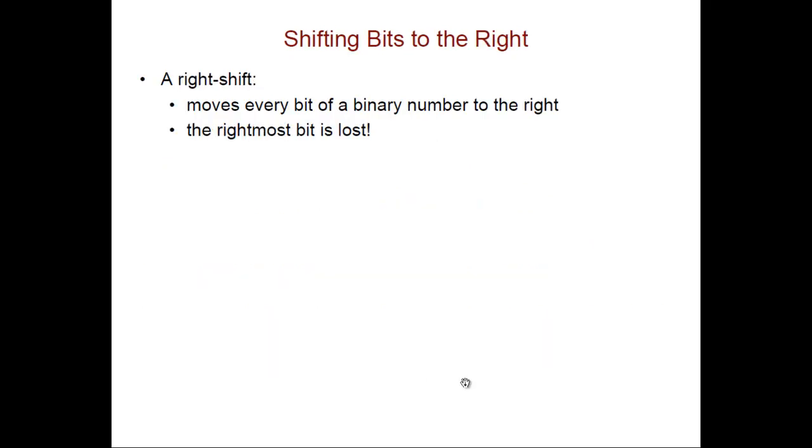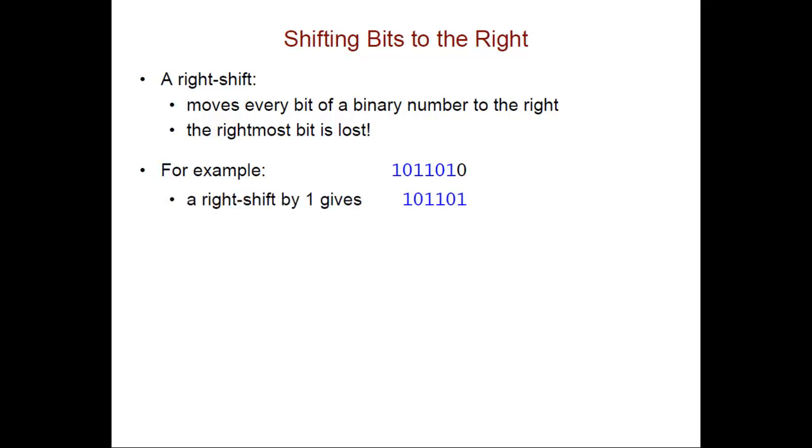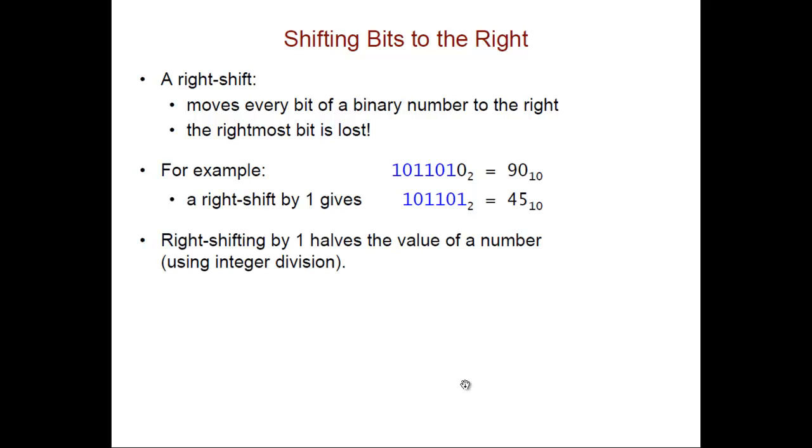We can also shift bits to the right, and this time we're going to start with our number. And then, because we're shifting to the right, the rightmost bit gets lost. And so you can see everything but the rightmost bit slides over, the rightmost bit goes away. And if you look at the decimal versions of these numbers, you can see that we've cut the value in half. And that's what happens when you do a right shift by 1. You cut it in half using integer division by 2.